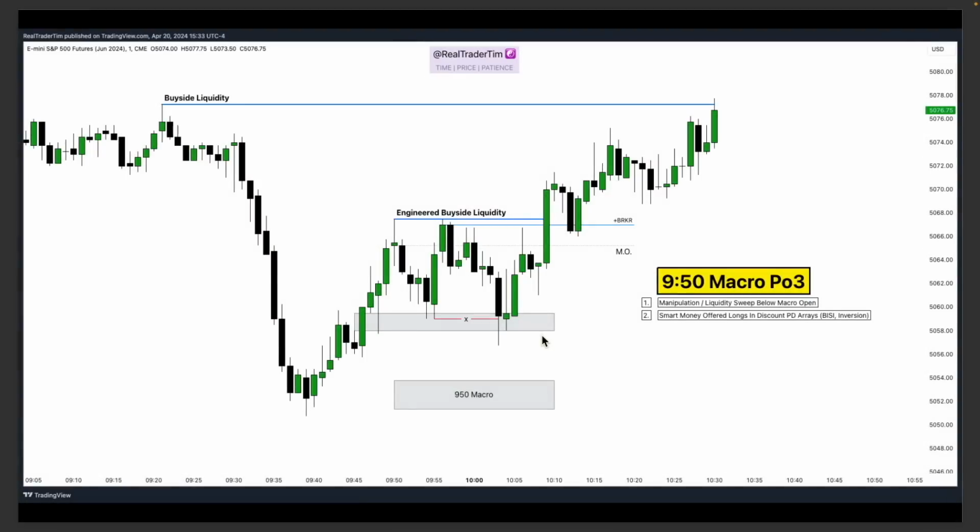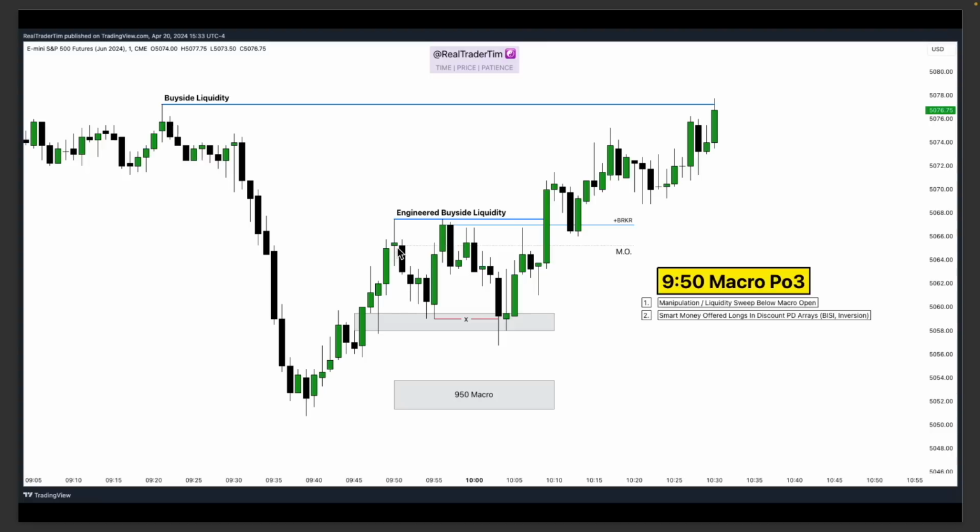Okay, we're sticking with the S&P 500 here. And what do you guys think is going to happen? We're going to see the same concepts occur again and again and again. So we're looking at the 950 macro. We have a clear buy side liquidity pool to target in terms of opposing range liquidity. And right at the start of the 950 macro, we identify our macro opening price.